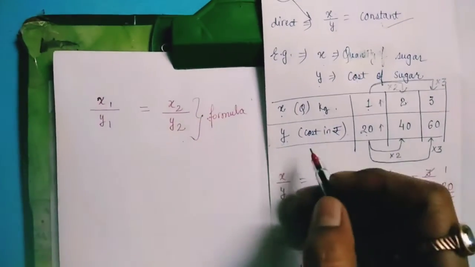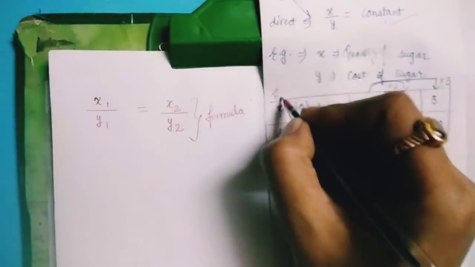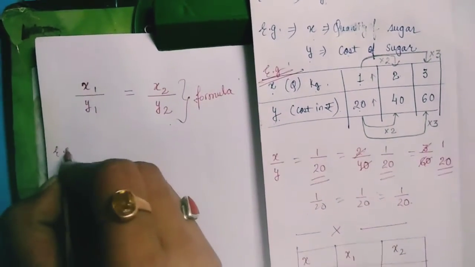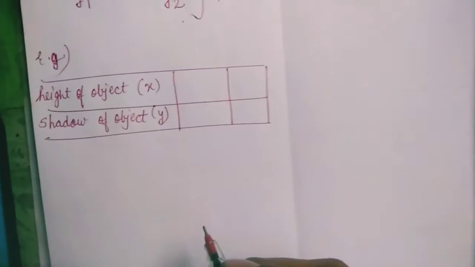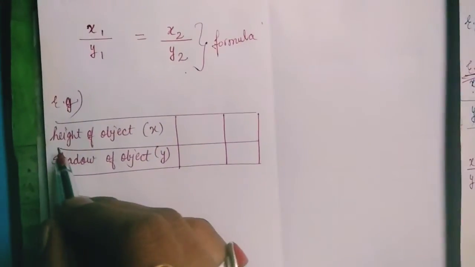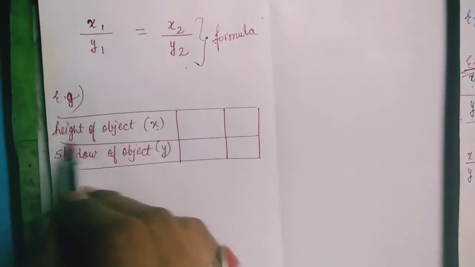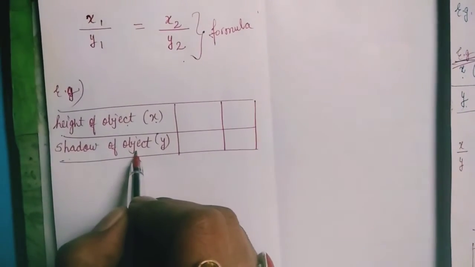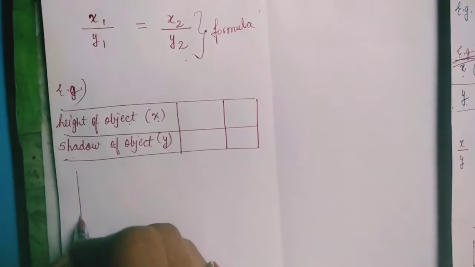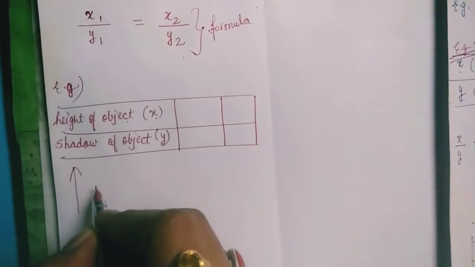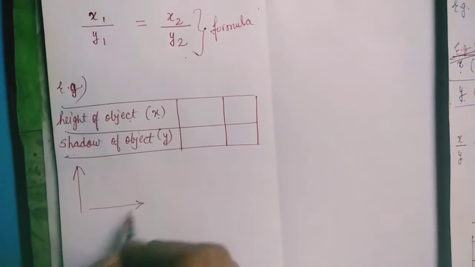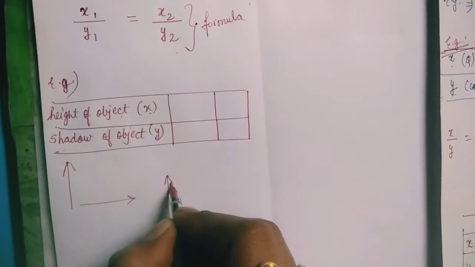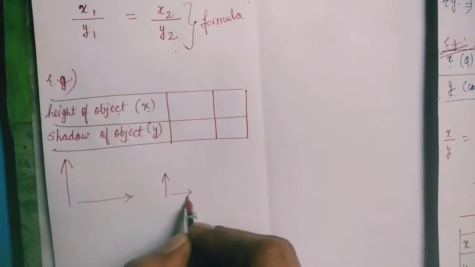Here in this example, we know everything. But let's take one more example. In this example, x shows the height of an object and y shows the shadow of the object. You can simply see, as the object is taller, its shadow will be bigger. If the object is smaller, its shadow will be smaller.